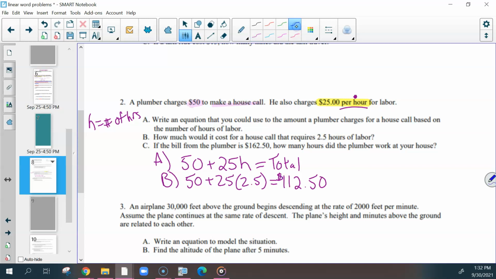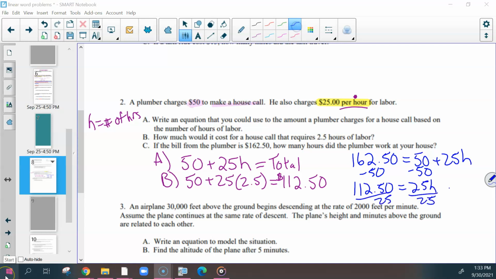Then for part C, now it's giving us the total bill. So it's saying our total was this amount. And we're trying to figure out how many hours he worked. So we're going to put that equation back in. And now we're going to solve for h. So subtract 50 on both sides and divide by 25. I divided by 25, so h equals 4.5. So 4.5 hours.